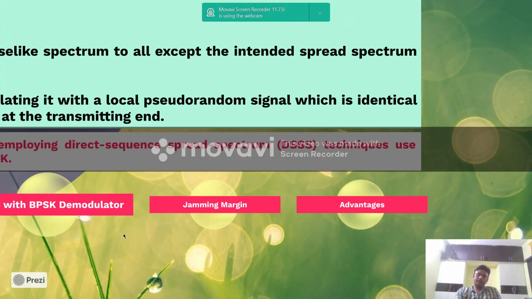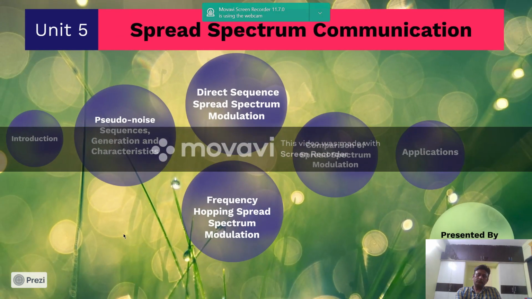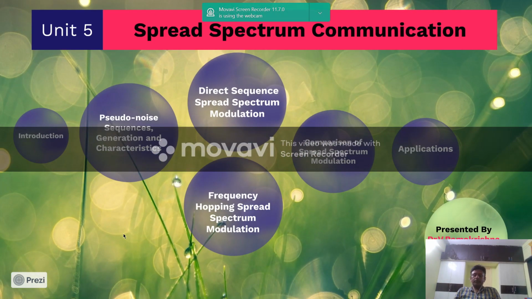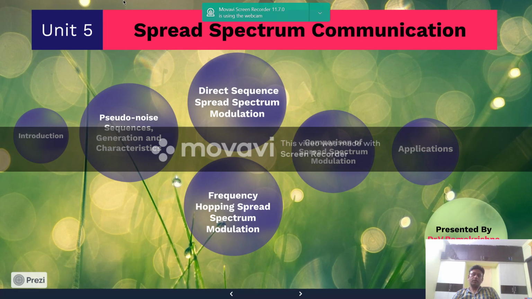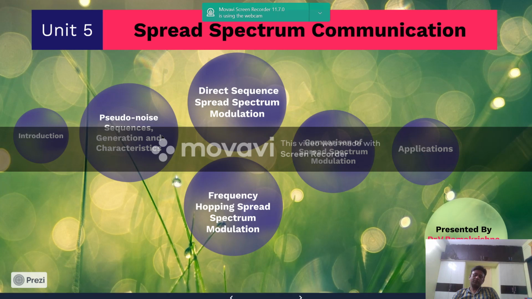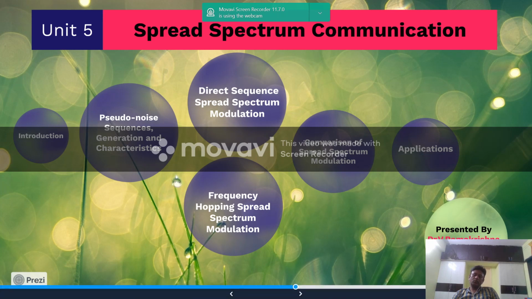Coming to the FHSS, frequency hopping spread spectrum modulation. That is the second technique. First, we started with the introduction to spread spectrum communication, and after that, how to generate the pseudo noise sequences, which play an important role in spread spectrum communication. Then the types: direct sequence spread spectrum modulation technique, then frequency hopping spread spectrum. We have discussed in detail the direct sequence spread spectrum modulation.